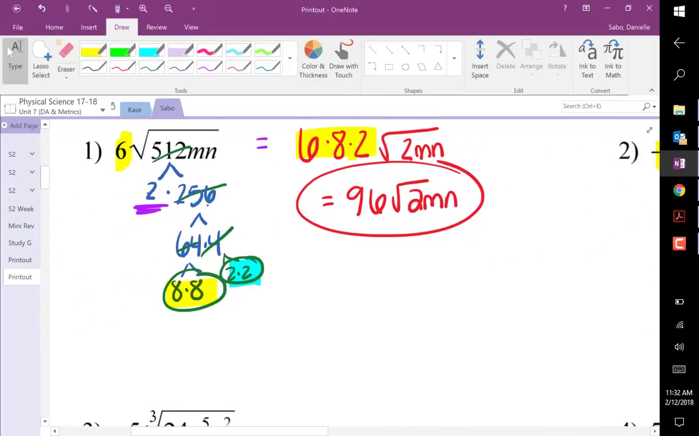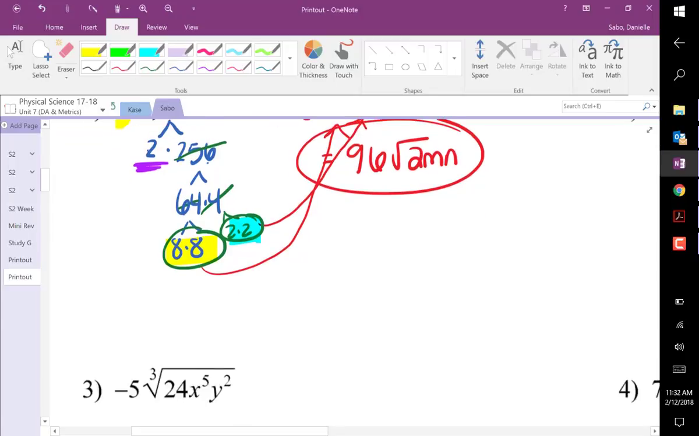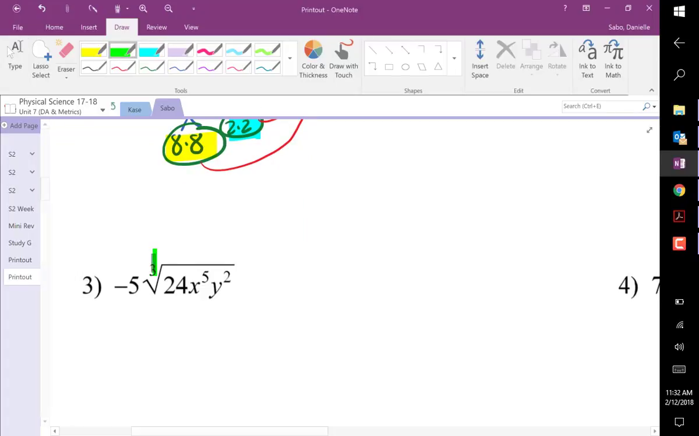Yeah, so the 6 came from here, the 8 came from here, and the 2 came from here. Yep. So the moment you circle or you find a pair, it comes out. Let's do it again, but now look, a little different. Our index is 3. So instead of circling 2, I have to circle 3. Because in order for it to be a perfect cube, it has to have it 3 times.